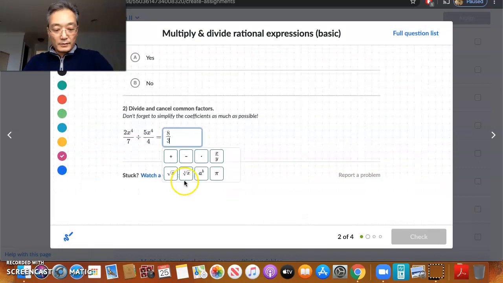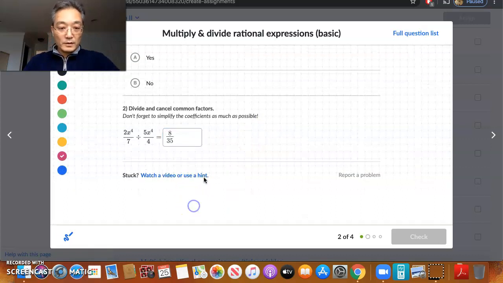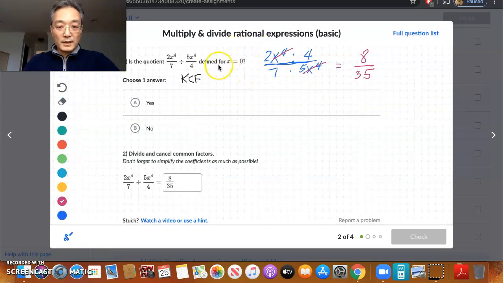All right, so we're going to write the answer down here: 8 divided by 35. Okay, and then it says, again, can this be defined for x equals 0? Well, unfortunately, before we did the keep change flip, we only had constants, a 7 and a 4 in the denominator, so it was defined. However, once we did the keep change flip, we got the 5x to the fourth now in the denominator, and therefore in this case x cannot be 0, so we're going to say no.